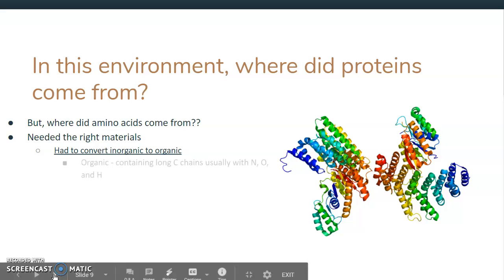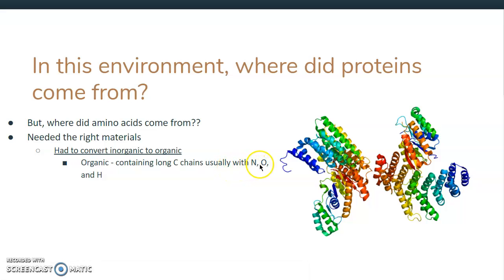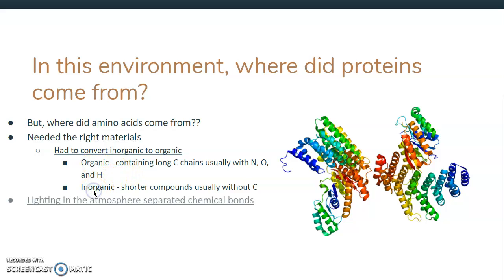So just to be clear, an organic molecule contains long carbon, my abbreviation for carbon is C, chains, usually with nitrogen, N, oxygen, O, and hydrogen present. Those are organic molecules. Inorganic molecules are typically shorter compounds, usually without carbon. So we had a lot of inorganic molecules on early Earth and no organic ones. So how do we get from one place to the next?